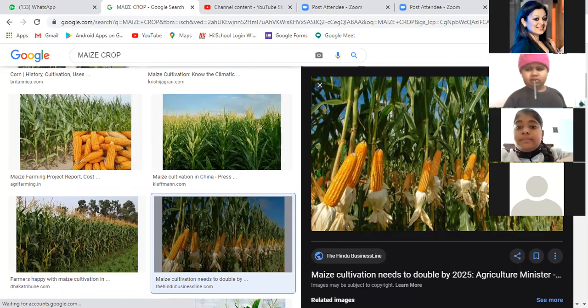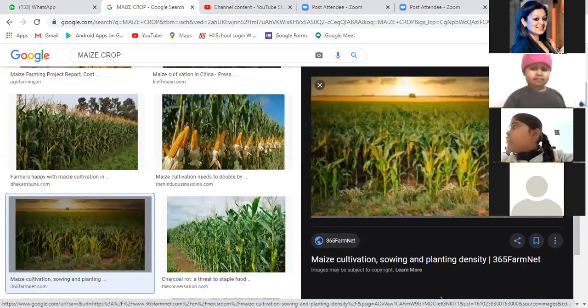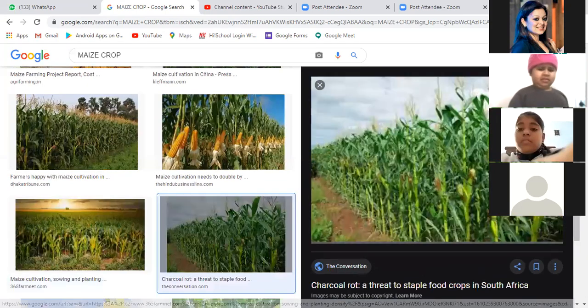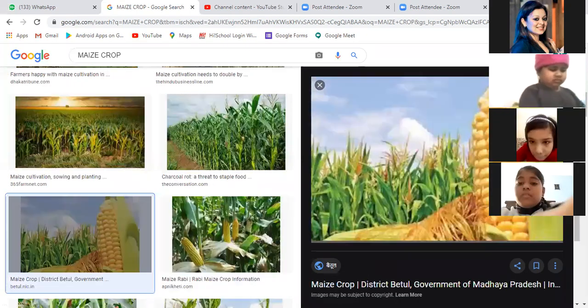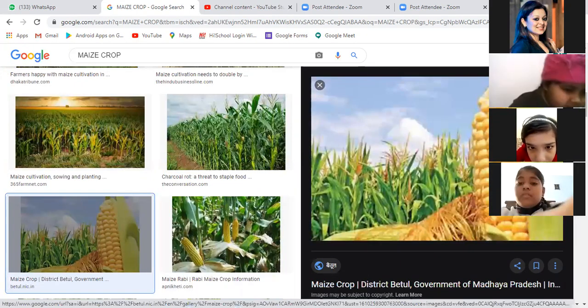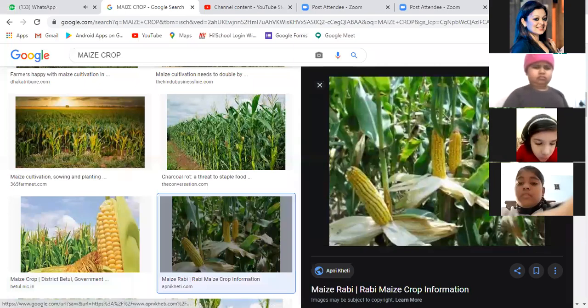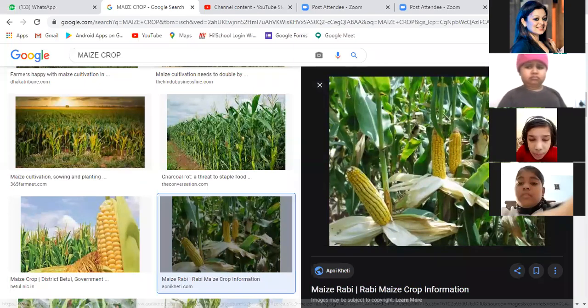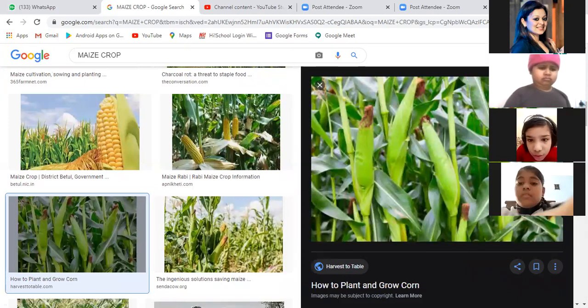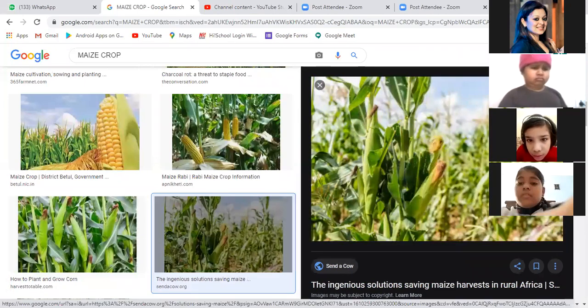Now, children, see how beautiful this maize is looking. Can you draw this kind of thing? Of course you can. It's very easy. The crop of maize can be made like this also. These small yellow balls look so good. Ma'am, can we draw wheat also? Yes, of course you can. You can draw rice, you can draw wheat.